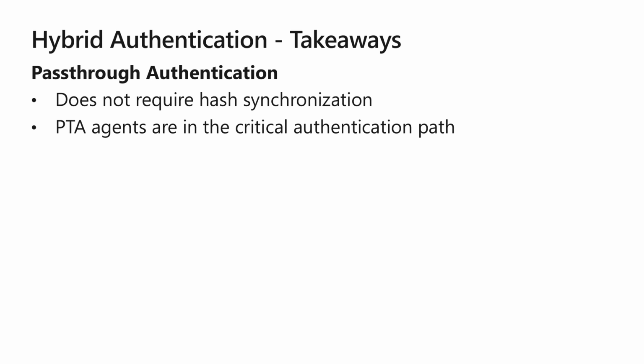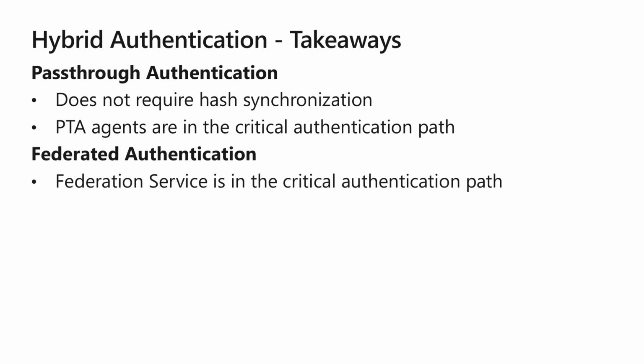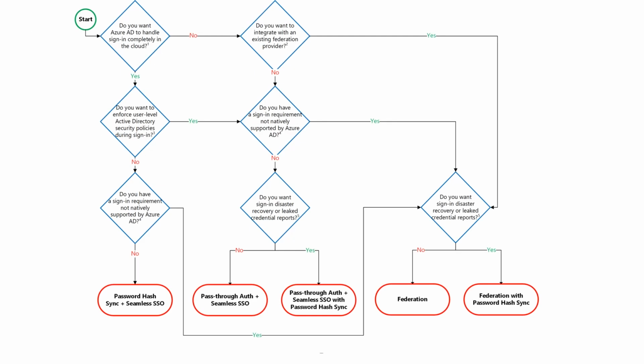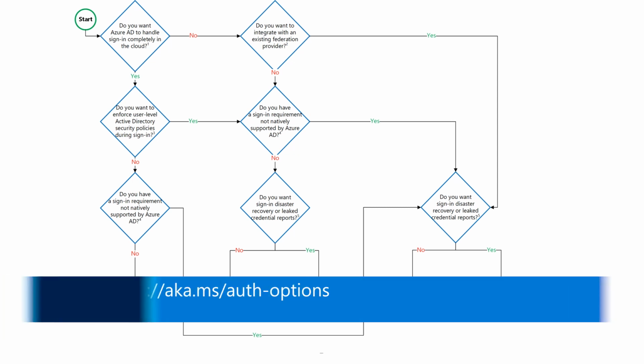With PTA, the on-prem agents are in the critical authentication path. For federated customers, all the servers in the federation infrastructure are in the critical path. Customers can gradually migrate from federation to either PHS or PTA using staged rollout. And finally, I want to leave you with this decision tree that can help you find out what method works best for you. You can find it if you follow the link here.